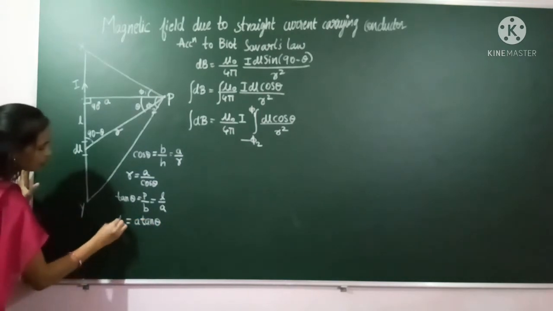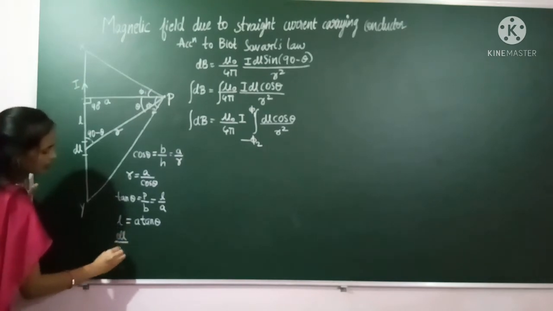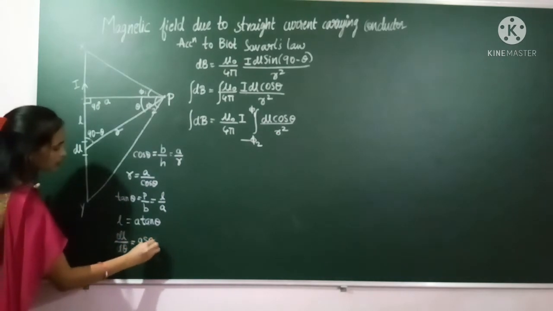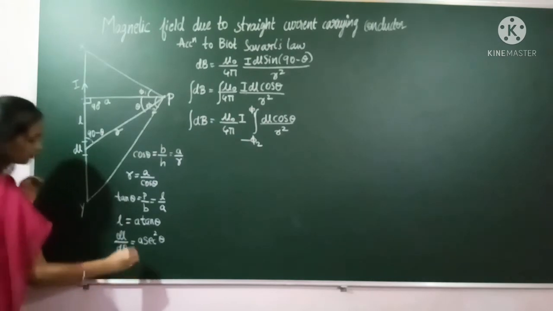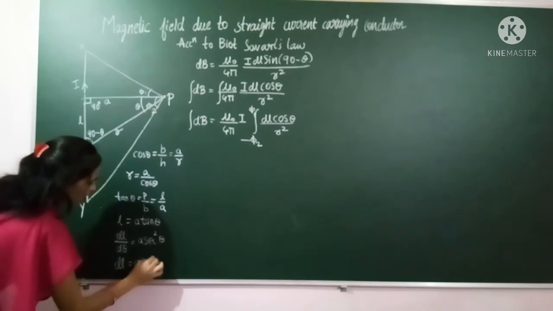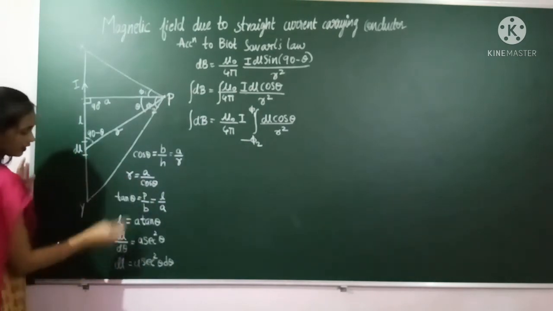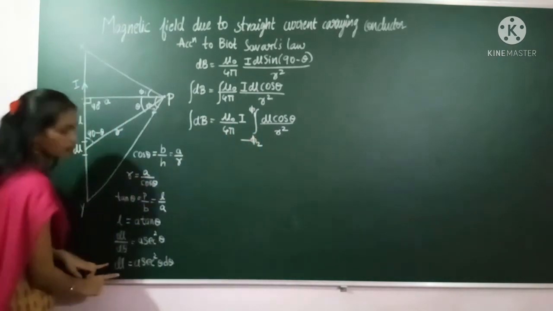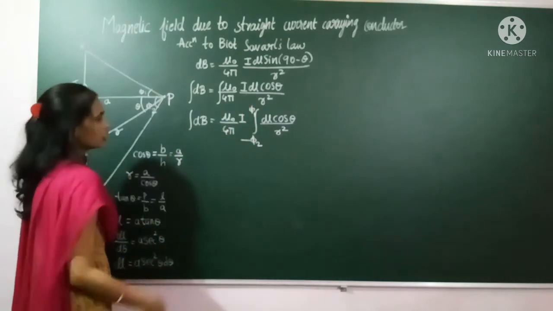Next, if you differentiate this, we get dl divided by d theta is equal to A sec square theta. So dl is equal to A sec square theta d theta. Now we got the value for r and dl. We will substitute these two values in this equation, and then we can do the integration.